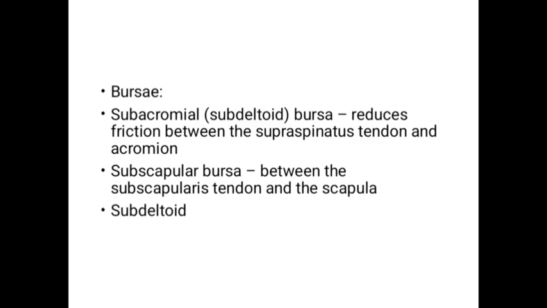The bursas seen in the shoulder joint include the subacromial bursa that reduces friction between the supraspinatus tendon and the acromion, the subscapular bursa that is seen between the subscapularis tendon and the scapula, also the subdeltoid bursa, the subcoracoid bursa, and so on. So these bursas help reduce friction during movement.